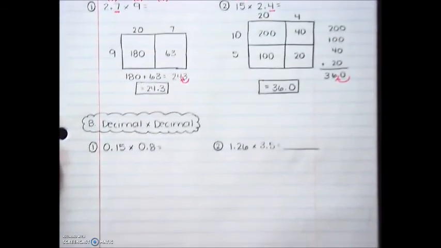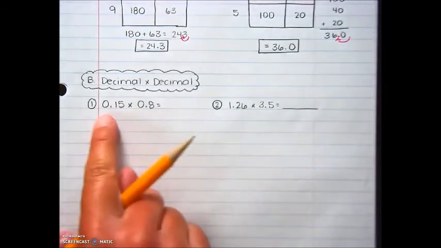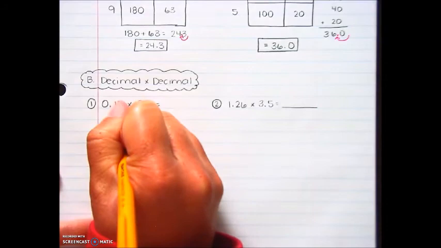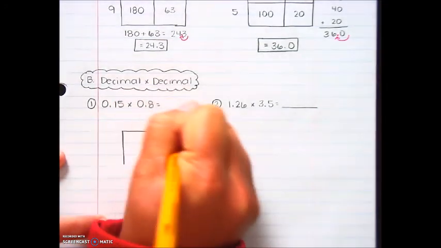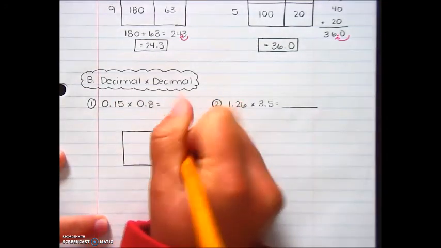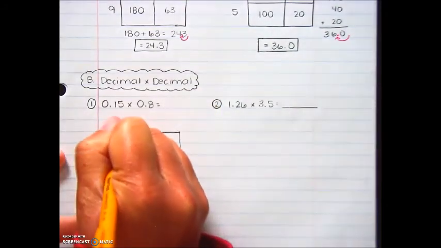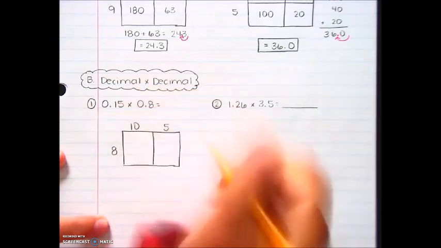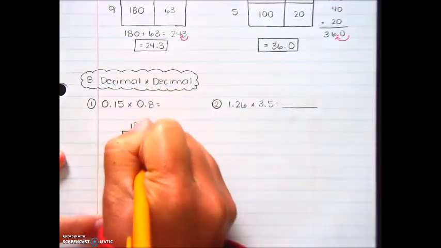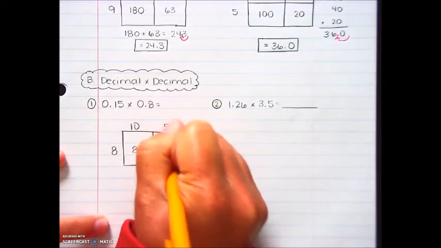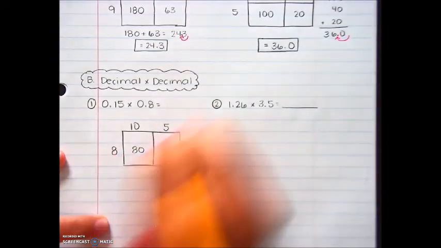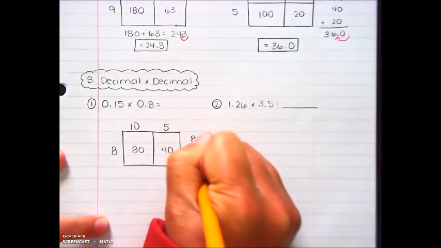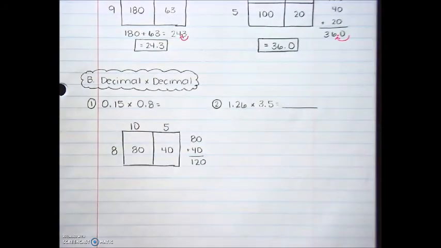Let's take a look at some decimal by decimal problems. So here I have 0 and 15 hundredths times 8/10. Well, I'm going to pretend that this is 15 times 8. So I'll start with an 8 on the side, 10 and 5. 10 times 8 is 80. 8 times 5 is 40. So I'll add together 80 plus 40 to get me a total of 120.